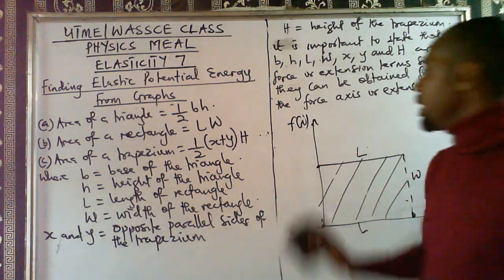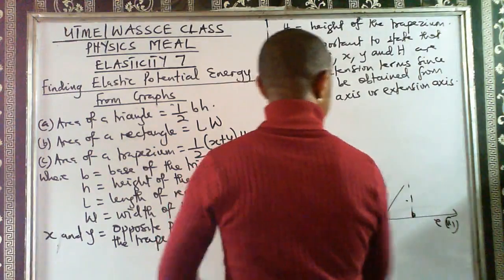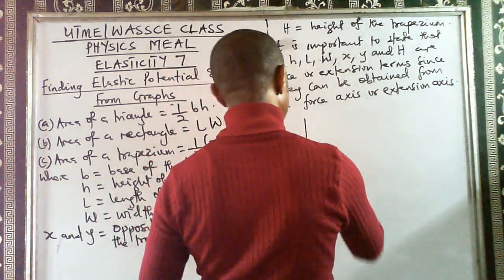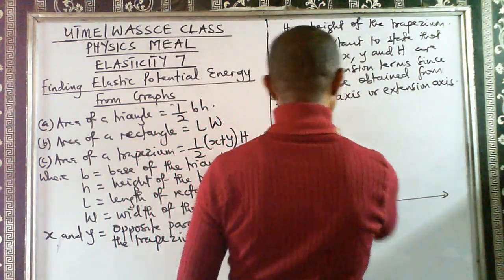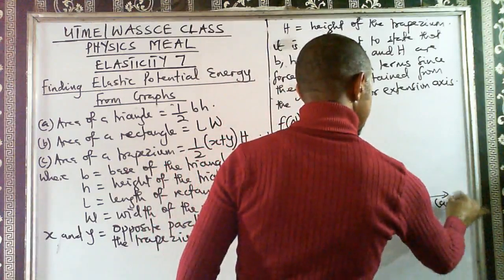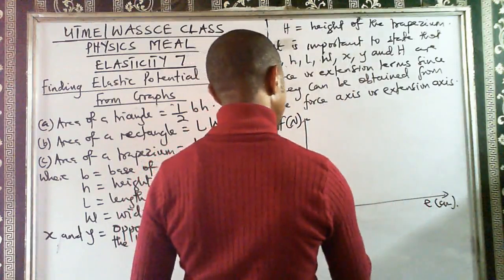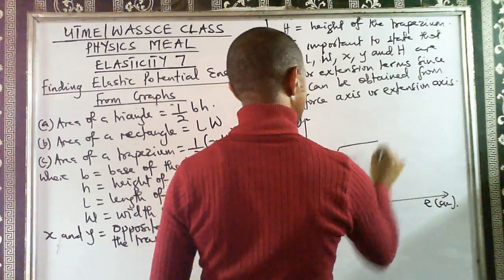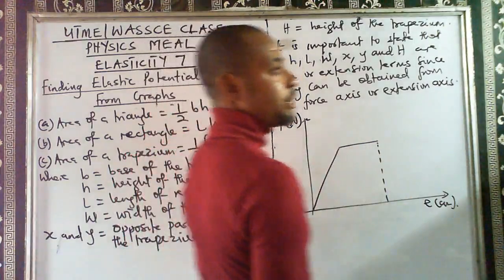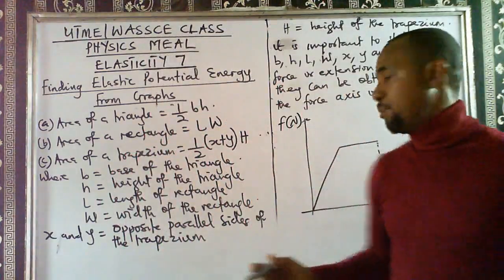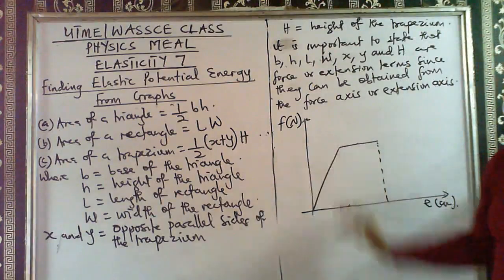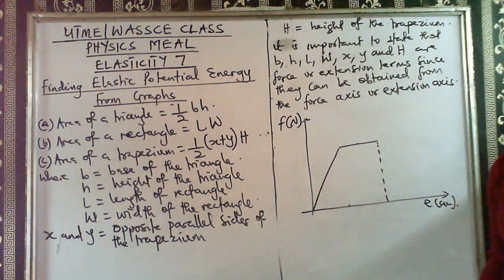It's still possible that we can have a trapezium. Yes, before we end, it's still possible that we can have a trapezium. It's possible that we'll have this. So force in Newton and extension in cm. It's possible that we can have something like this. If you complete this now, this becomes what? A trapezium. Yeah, it's a trapezium, the whole of this area. This side and this side are the two parallel sides and opposite side of the wall of trapezium.